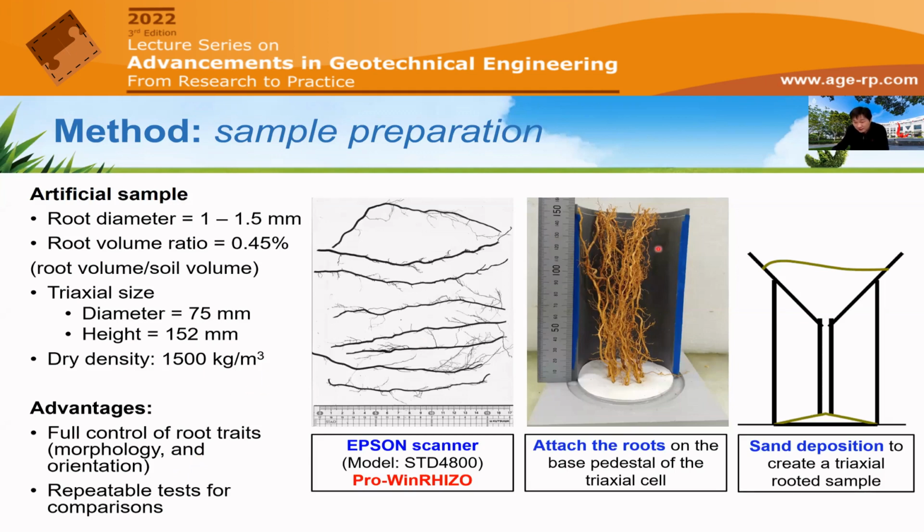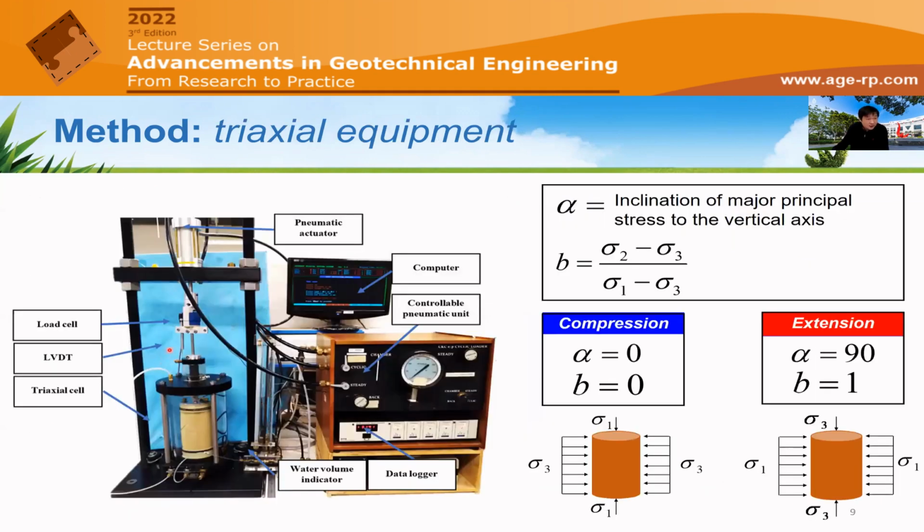Once we have attached this root onto the pedestal of the triaxial cell, we apply the sand deposition to create our samples of that dimension and that density. So we use a pretty standard triaxial equipment, which we call the CKC equipment in our laboratory, which is computerized to keep the stress path under our control.